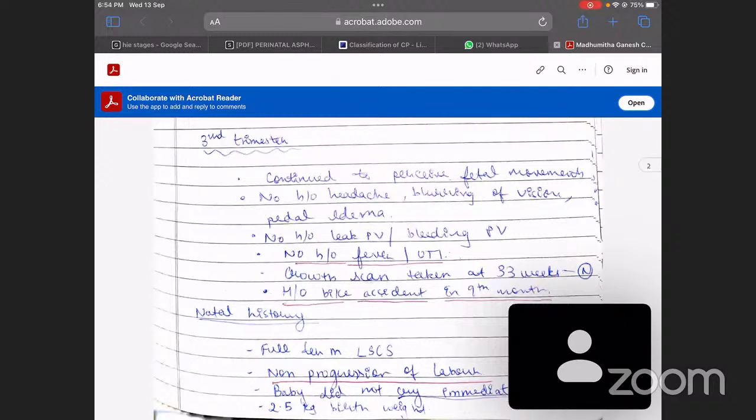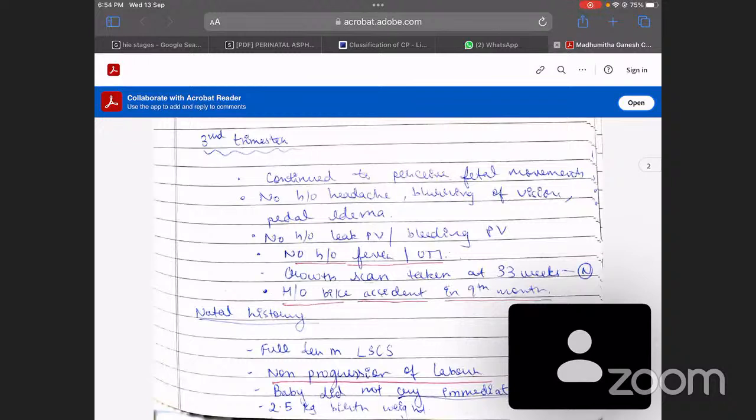Okay. In natal history, you said it's a full term LSCS, non-progression of labor, and you very well explained what NPL is as per the definition for primary and second gravida. Baby did not cry at birth. Now define for me what is birth asphyxia.